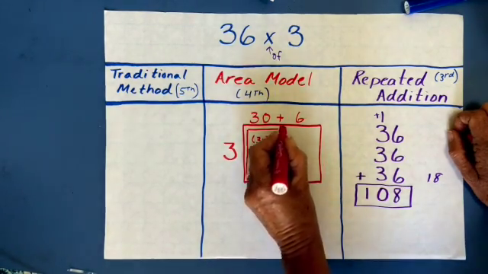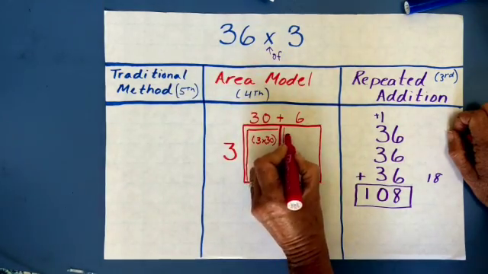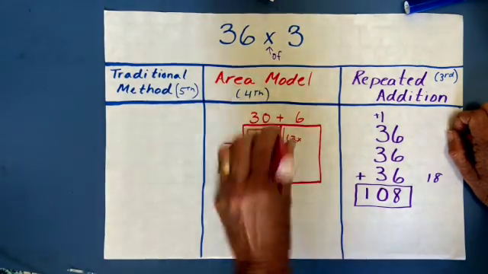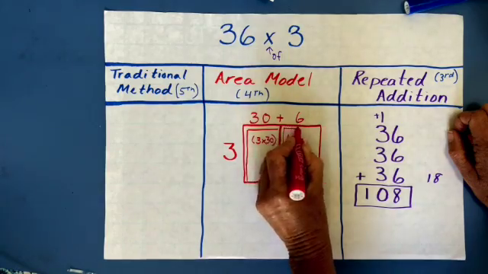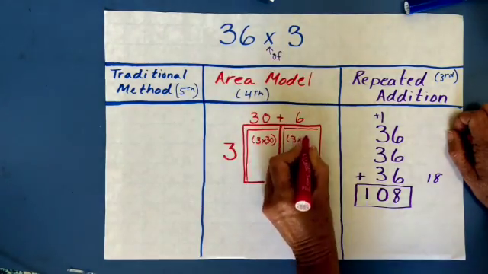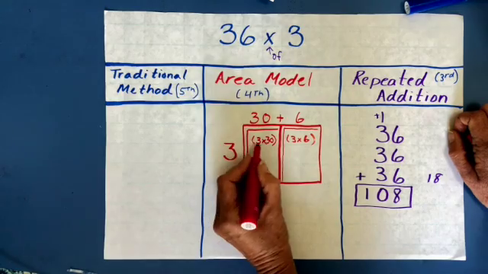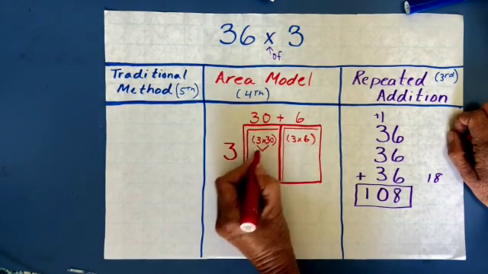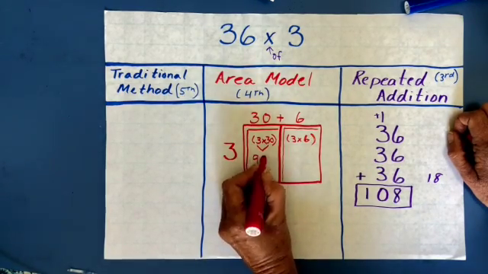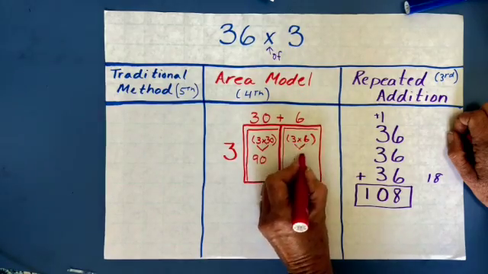Now I do this one. The length of this side is 3. And the length of this side here, just from here to here, is 6. Now I find out what they're equal to. So 3 times 3 is 9, and I have a 0, and 3 times 6 is 18.